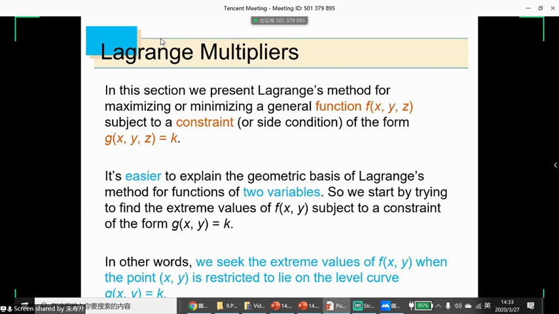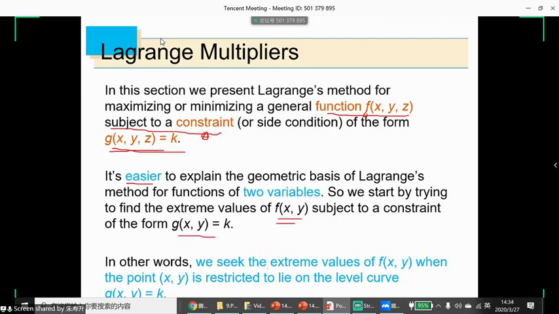Okay, in this section, we present Lagrange's method for finding the maximum or minimum of a general function f subject to a constraint c. This is a method to find the maximum value of a function f under the constraint c equal to k. This will be more difficult than the no-constraint case. For two variables, it will be easier, so we will focus on two variables at first.